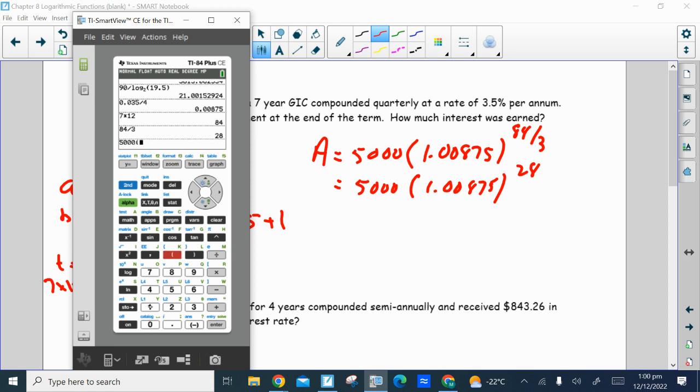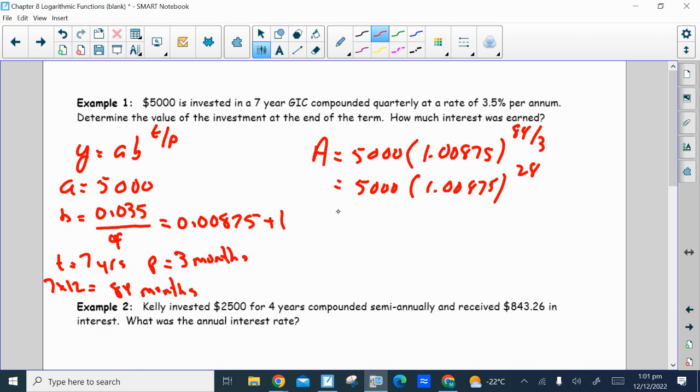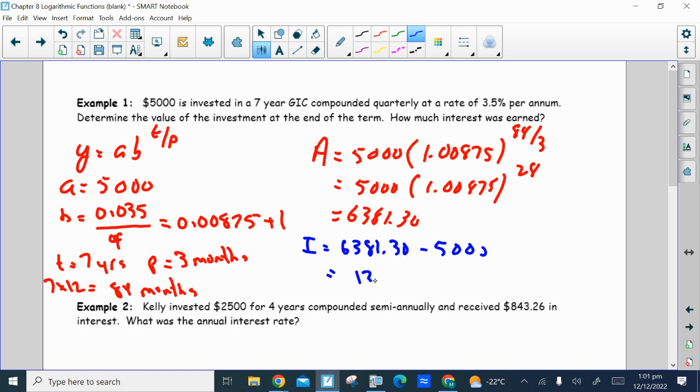5,000 times 1.00875 to the power 28. So at the end of the 7 years, that $5,000 investment will be worth $6,381.30. That's what it's worth. And the interest will be the difference between what we started with and what we ended up with. $1,381.30 is the interest.